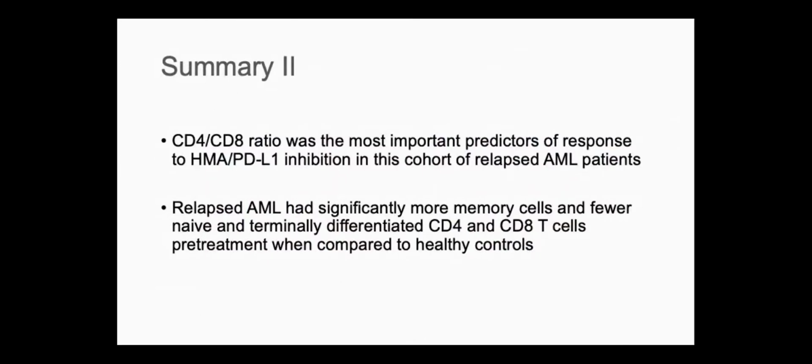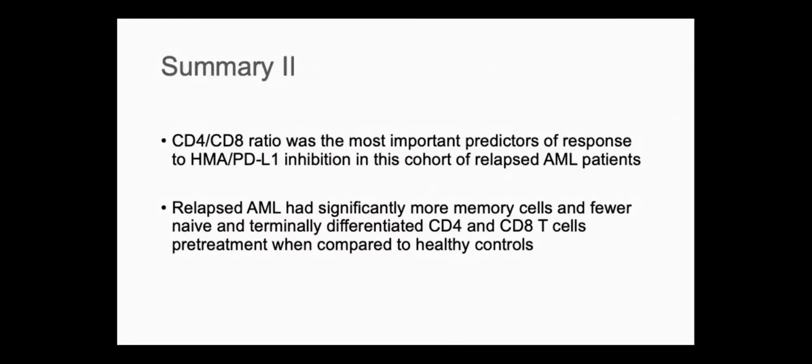So the summary of the second portion of this data is that using the same clinical trial data set, we were able to make a few claims about the T cells of patients with refractory relapsed AML and determine that CD4 to CD8 ratio was the most important predictor that we had of response to the HMA plus PD-L1 inhibition.